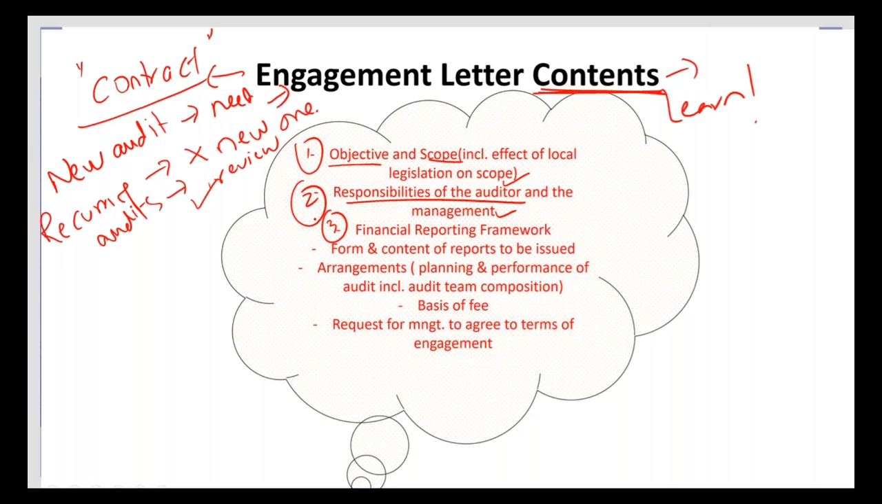Explain or clarify the reporting framework that you've been told has been used. Any reports that are going to be issued throughout the audit, form and content needs to be detailed over here. All arrangements regarding planning and performance, including how the audit team will be made, need to be mentioned in this contract. Instead of mentioning a fixed fee, it is recommended that the basis of the audit fee is mentioned over here. And then ultimately a request for the client's management to sign this letter. So this is their acknowledgement that they're okay with the above contents as well.